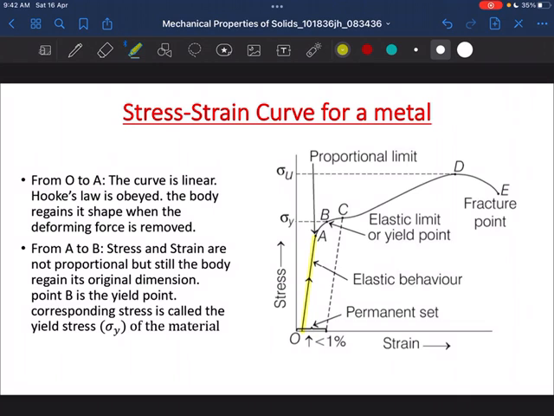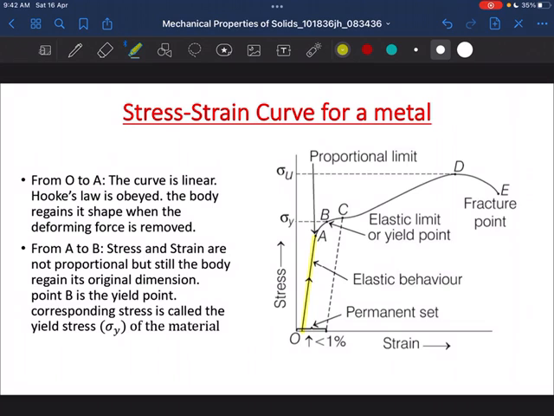The body regains its shape when the deforming force is removed. So in this region, suppose we are giving a deforming force and suddenly we remove it. Within this region, 0 to A, the body will regain back its original shape. Okay, so from 0 to A it will do that.